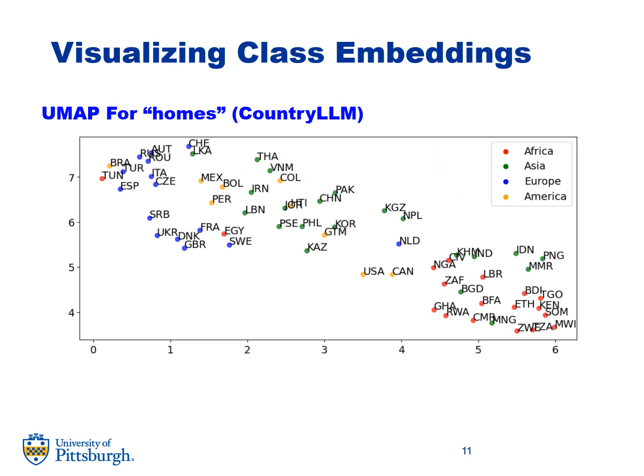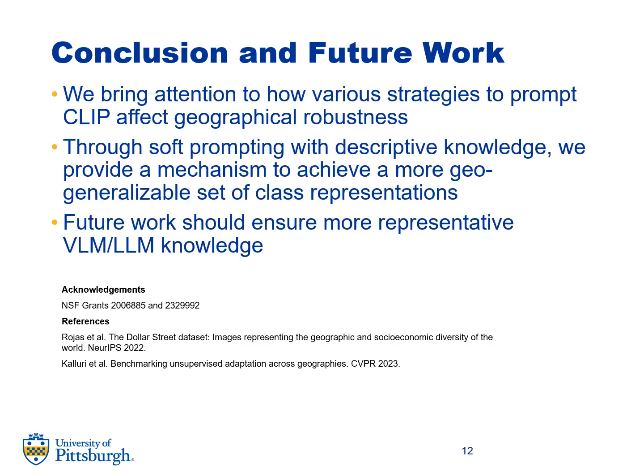To evaluate LLM knowledge, we use UMAP visualization of the average text embeddings across descriptors for various categories. Shown here is the example for homes, and it roughly clusters embeddings by continent, which is an intuitive behavior.